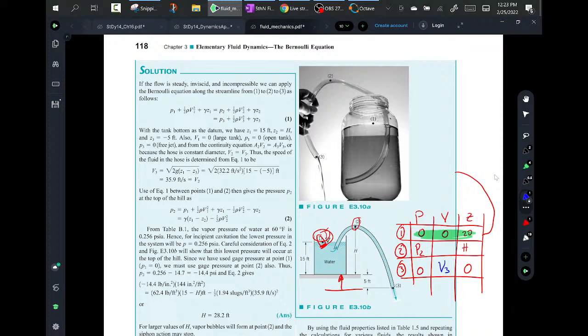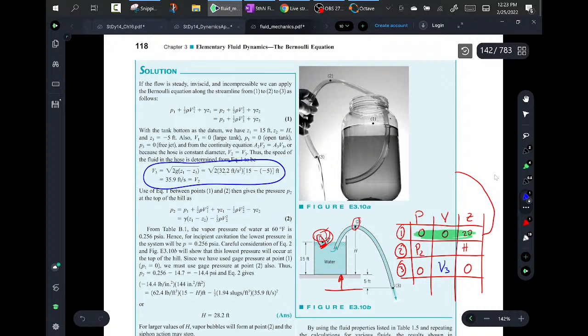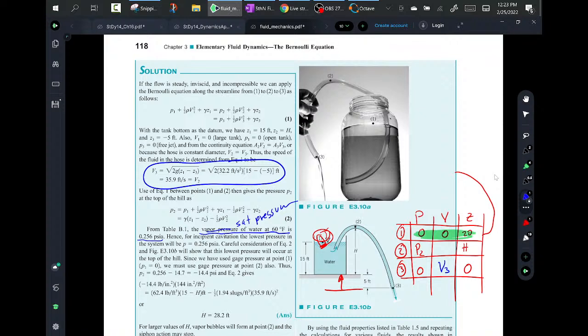So what does he do? He does exactly that thing. First thing he does is V3. Next thing he probably wants to do is make sure that this doesn't get to vapor pressure, my guess is. So from the table, the vapor pressure of water at 60 degrees is 0.256 psi. You can just replace that with saturation pressure. I don't know why there's a change in the way they think things, but at this point, he wants to know what this needs to be.